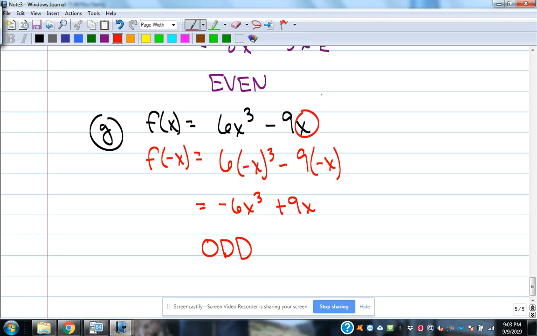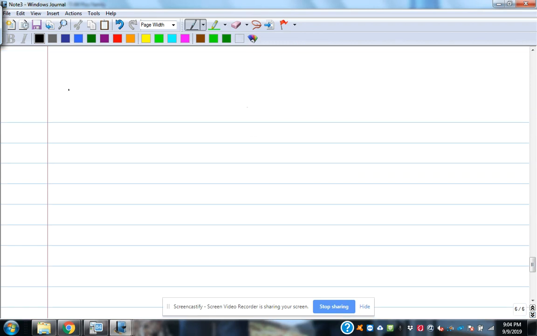What exponent is on that x right there? A 1. What do we know about the exponents 1 and 3? They're odd numbers, right? If every term has a variable and every one of those variables has an odd exponent, guess what the function is? Odd. Okay. The test always works like that, but the shortcut is really nice for that. Let's do one more.